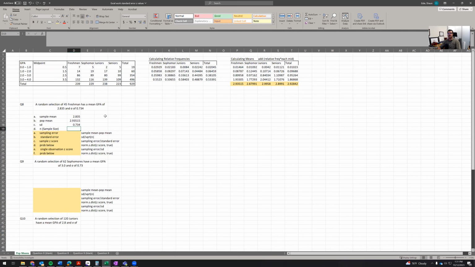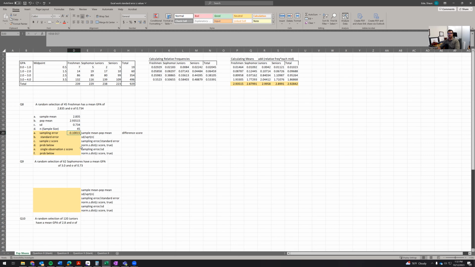Sample size is 45. Okay, now, like I said, all of these are calculations: sampling error, standard error, sample z-score, probability below, single observation z-score, probability below that. And I have the way that it's calculated over here on the right-hand side. Sampling error, also known as the difference score or difference value, is calculated as equals the sample mean minus the population mean.